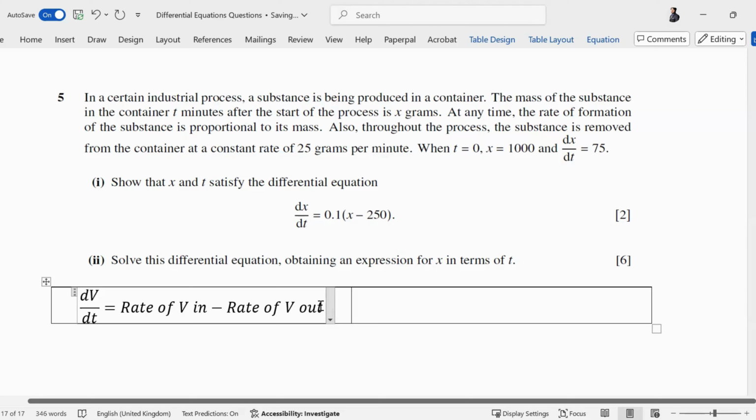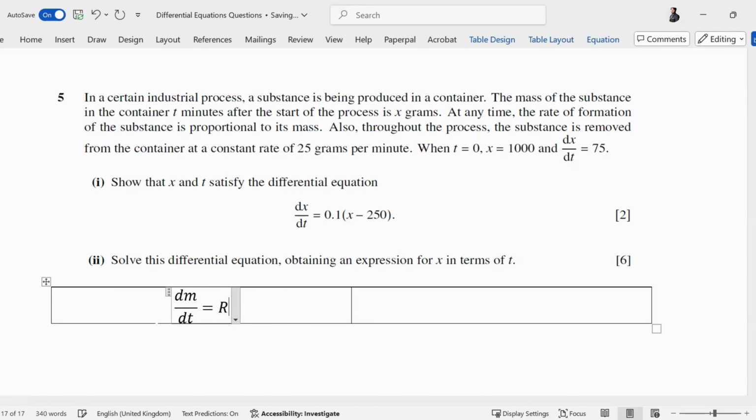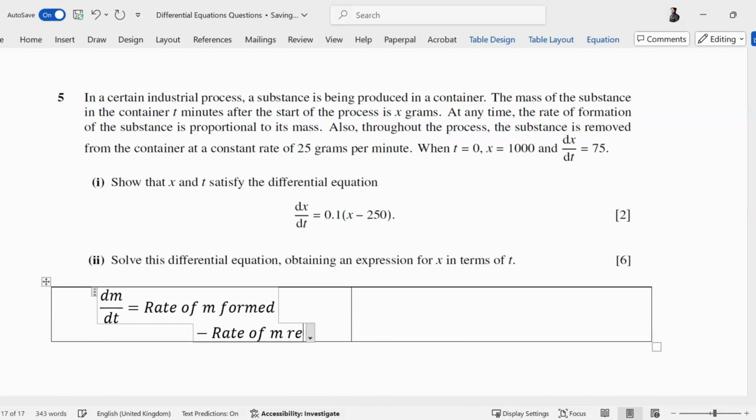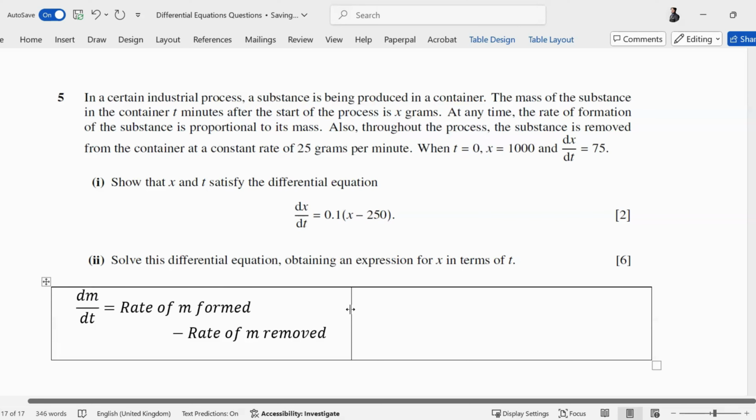Similarly, if I want to find, here there is mass, so dm by dt, what will that be? Rate of m formed minus rate of m removed. Is this right or wrong? It's forming and simultaneously it is also being removed. Can we agree on that?